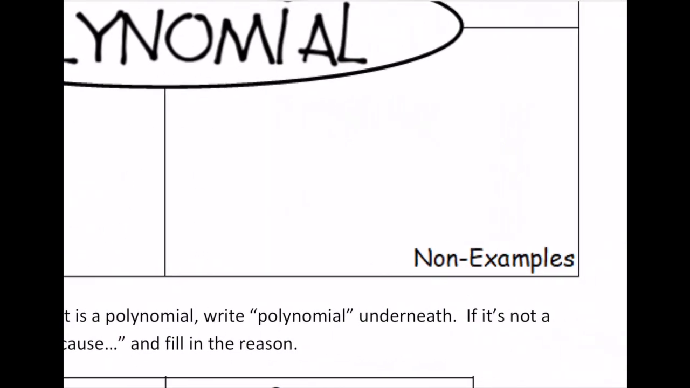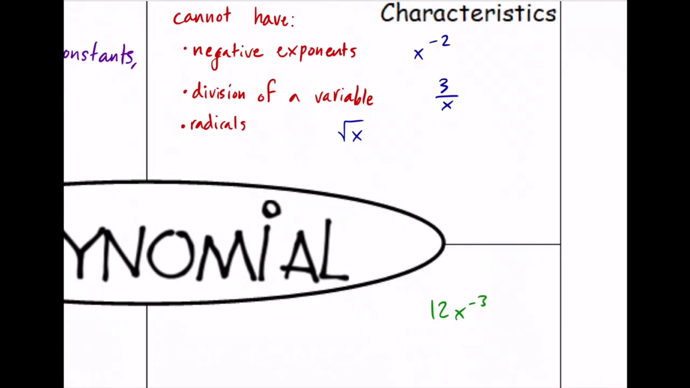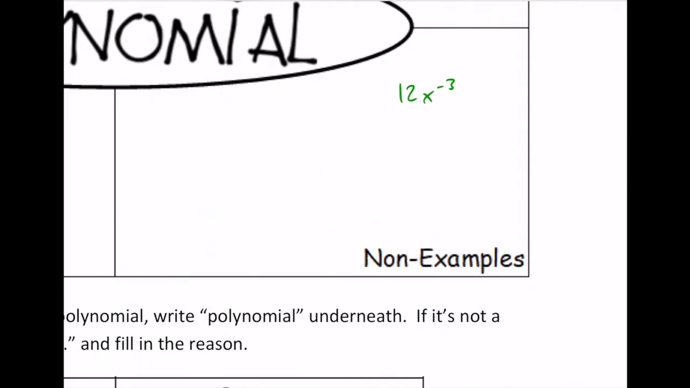Let's take a look at something that is not a polynomial. What about 12x to the -3rd power? Why isn't this a polynomial? Think to yourself for a second. Well, it violates one of our rules. We can't have negative exponents. So that certainly is not a polynomial.